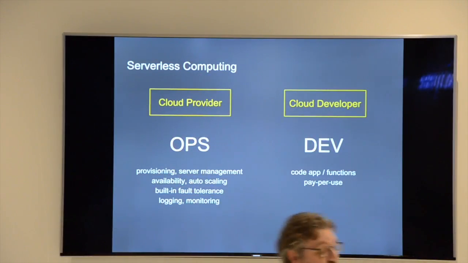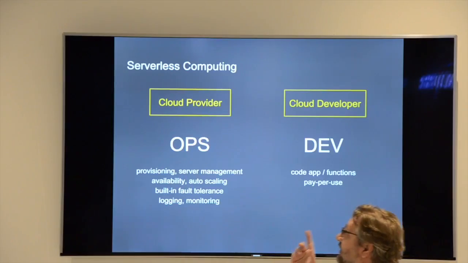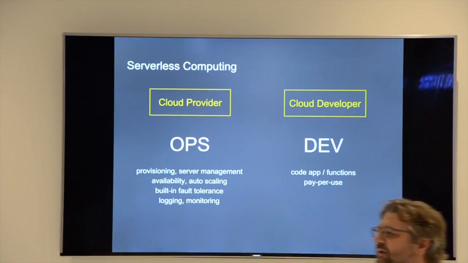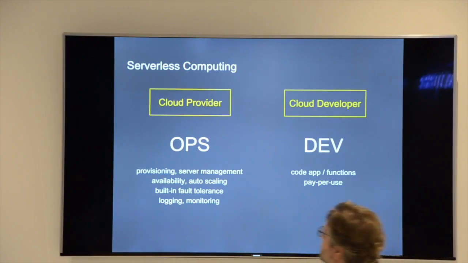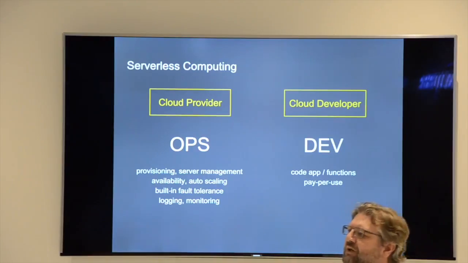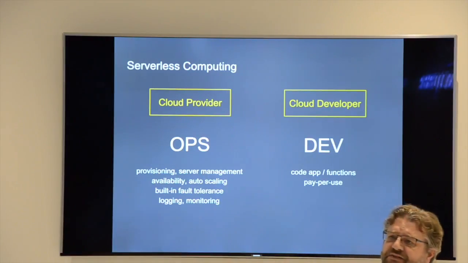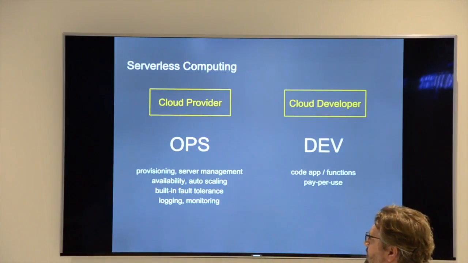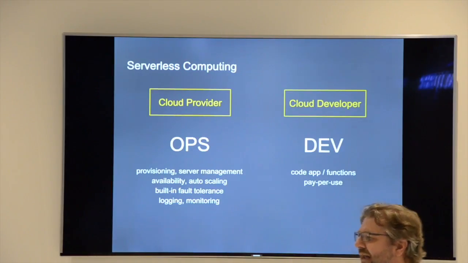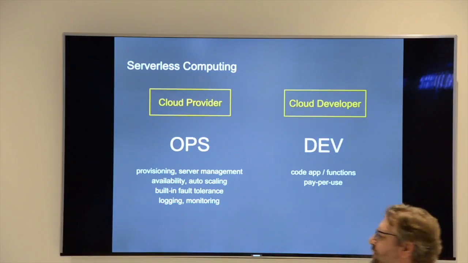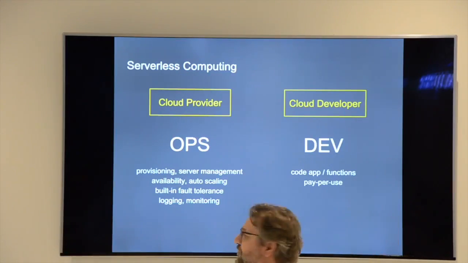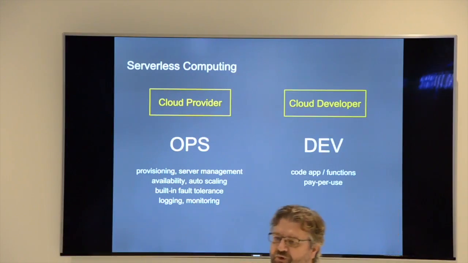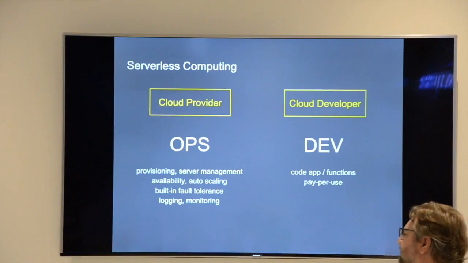So where are the responsibilities here? If you look on the left side, you see the cloud provider. He is fully responsible for ops, for the operations. He is responsible to provision the servers where he wants to run your functions on. He is responsible to do the whole server management. He is responsible to make your function available all the time, 24/7, with no downtime. And he is also responsible to scale out if your function is no longer available.